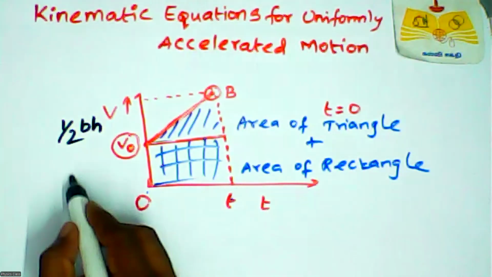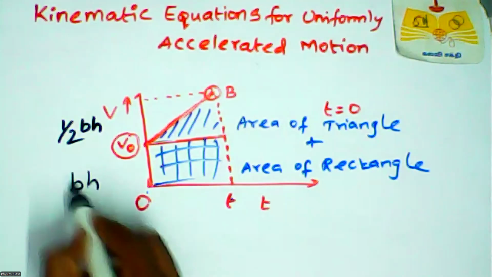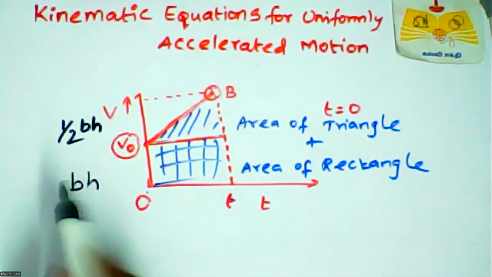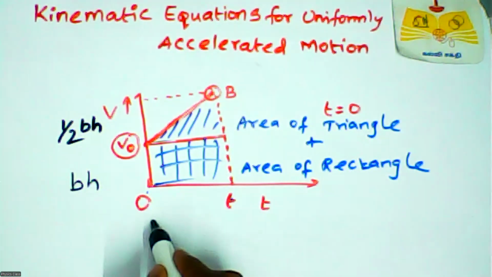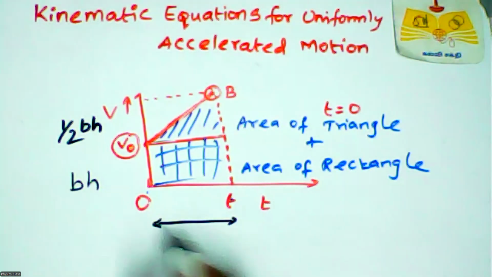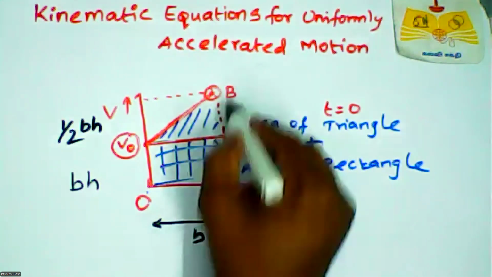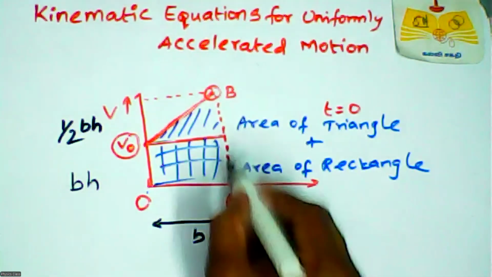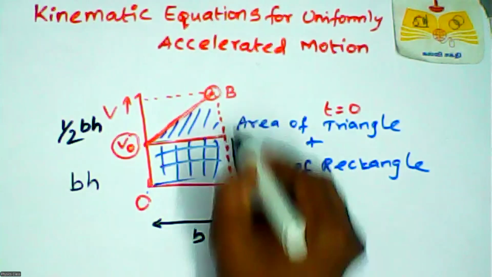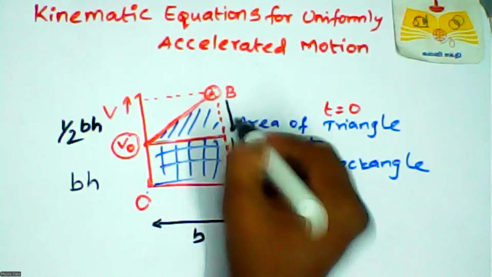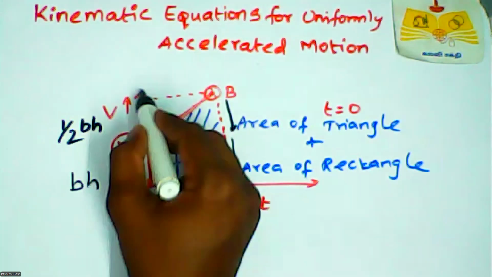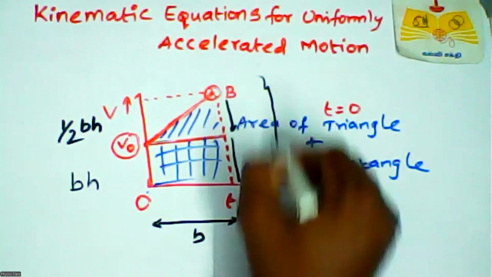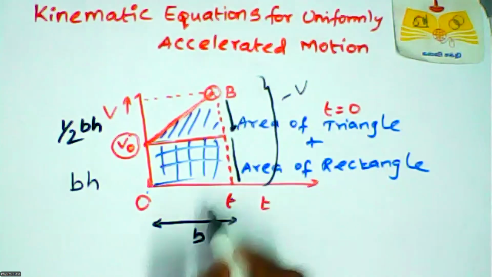Yes, correct. That is B H. As usual, B means breadth, H means height. So this is breadth, B. This is height. For rectangle, this is the height. For a triangle, this is the height, from v naught to v. So that is a height. Is it correct? So height means v.